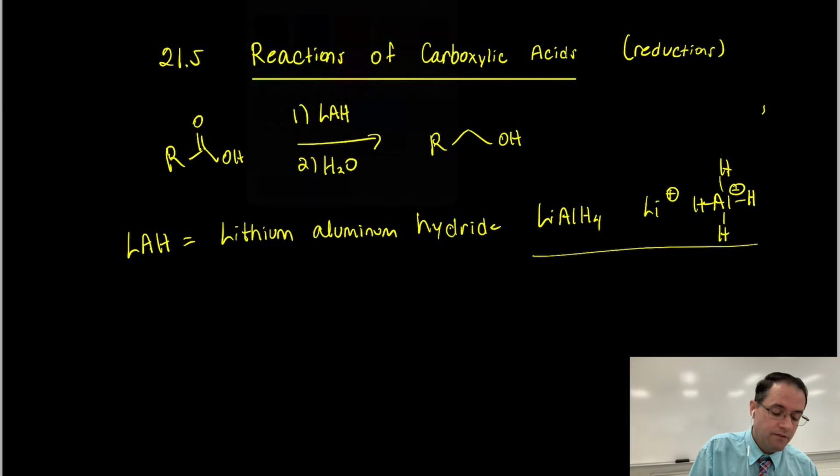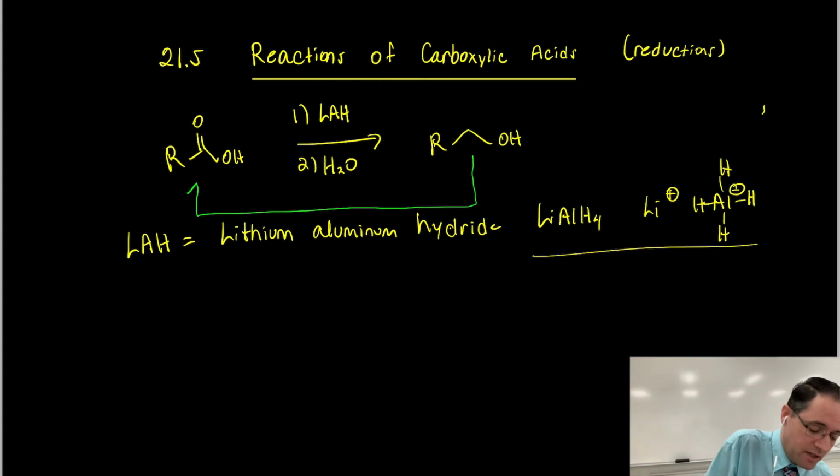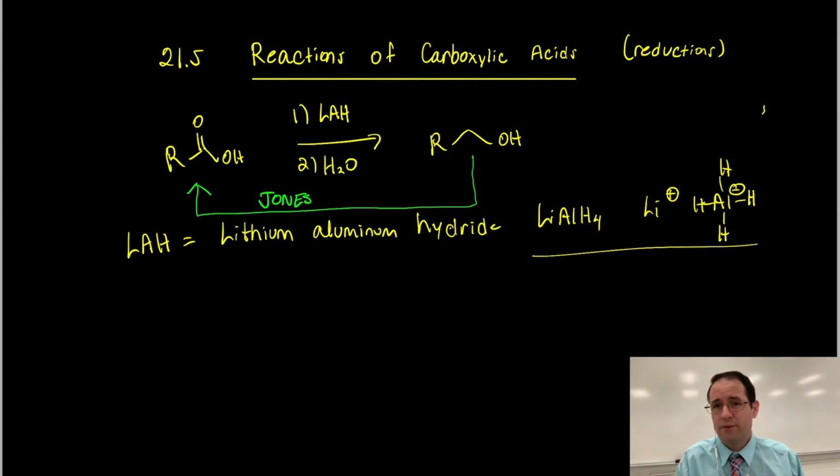Now please do not confuse this with the Jones reagent. If you take a primary alcohol, you can convert this to a carboxylic acid by an oxidation. So LAH does the reduction. You're basically adding hydrogen to the molecule, and the Jones reagent is an oxidation. You're adding oxygen to the molecule. So that's the simplest way to think of oxidation and reduction.